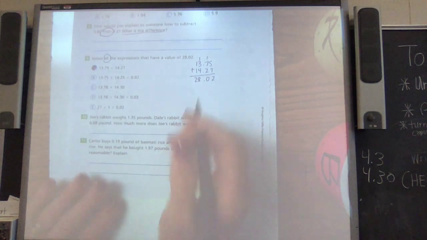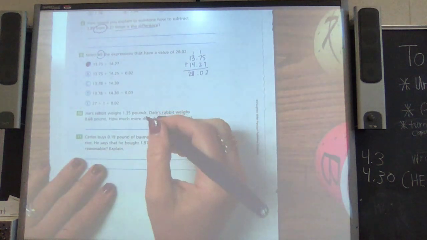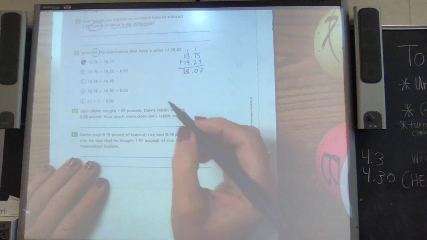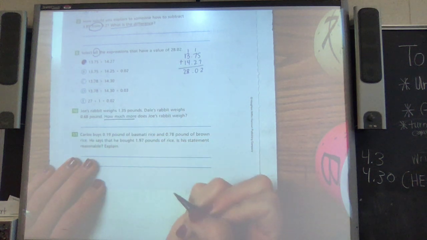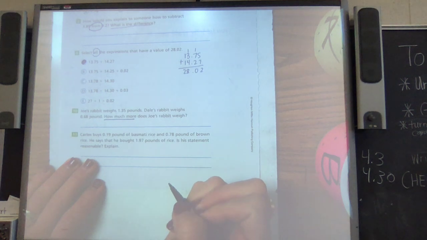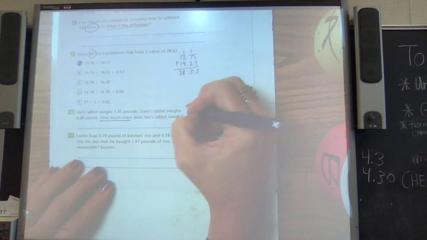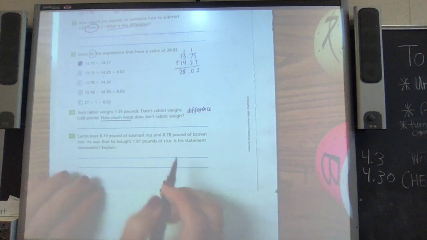Number 10, Joe's rabbit weighs 1 and 35 hundredths pounds. Dale's weighs 68 hundredths. How much more does Joe's weigh? How much more? That means we're going to find that difference, or we're going to subtract.